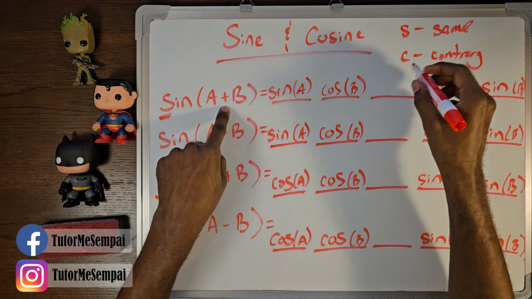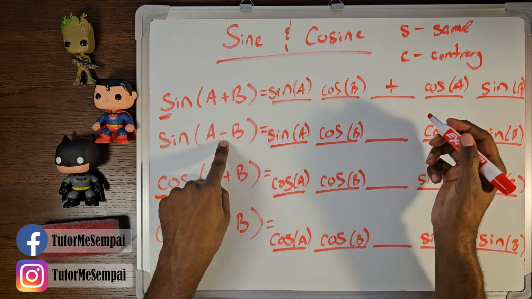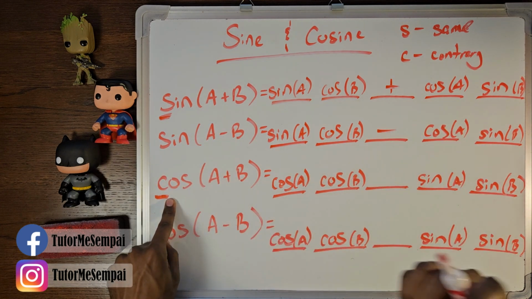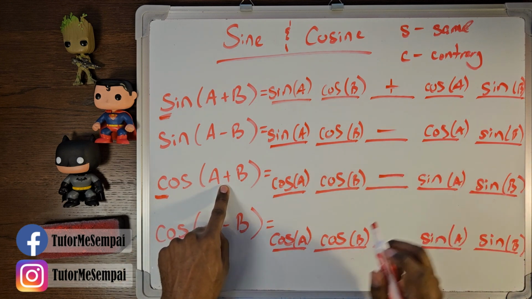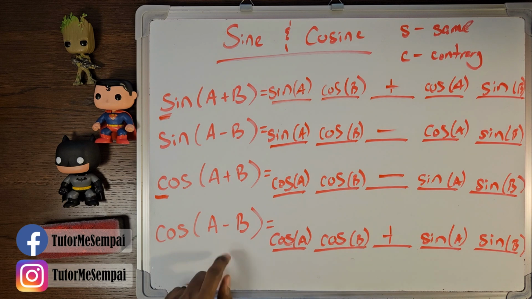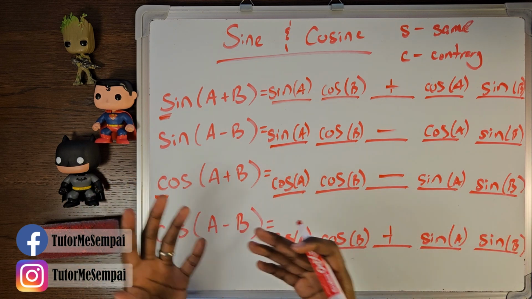So same sign, S for same, means you're going to put a plus here. S for same means you put a minus here. Your C here for contrary means you're going to put a minus here. And your C for contrary means you put a plus here. And this is going to be your angle sum and difference identities for sine and cosine.